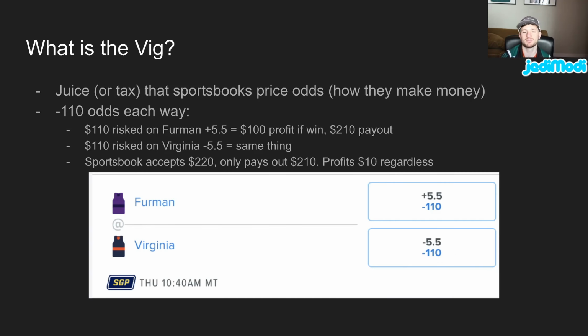But for those of you that have been sports betting enough or have attempted to just kind of educate yourself in the topic of sports betting, you've probably heard the term VIG. So if you're unfamiliar or if you just don't know, VIG, or what I like to call the tax, it's essentially a juice that sportsbooks price odds. And really all you need to know about it, it's how they make their money by charging this VIG, by charging the juice.